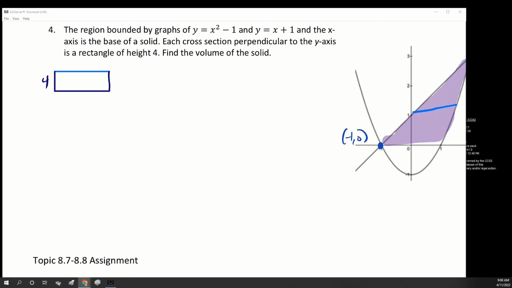Now, because this base is a horizontal base, what are we going to have to do to our function? Right, we need to put them in terms of y, which means solve for x. And they're not hard to solve for x. We're just going to add 1 and do a square root and subtract 1.